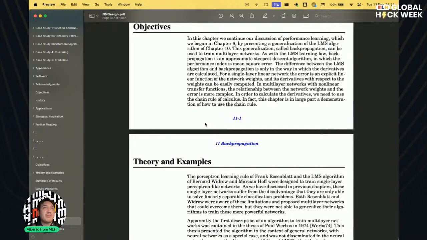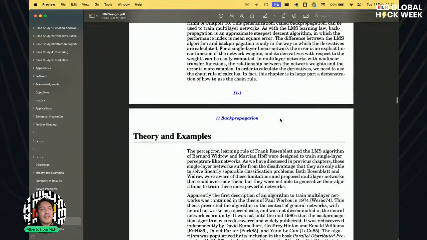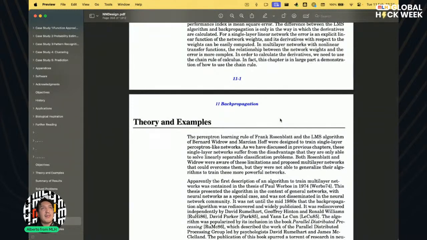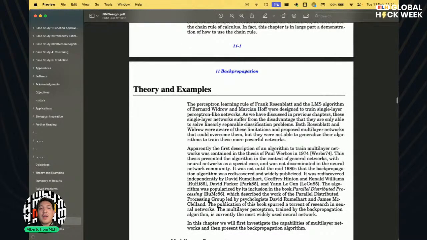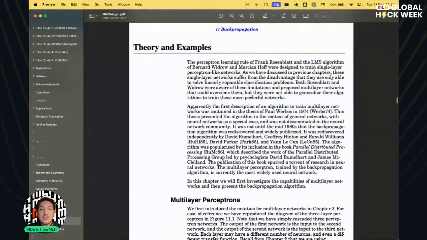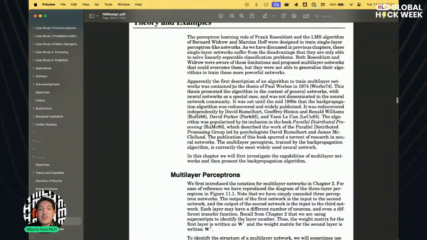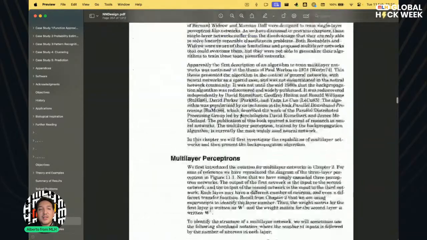Hey, what do you mean with this? Right? For example, what's LMS? Again, it's an algorithm we reviewed previously. Backpropagation is the generalization of that, and it's the thing that gives power to this multi-layer perceptron. The perceptron learning rule, blah, blah, blah, designed to train a single perceptron network, discussed in previous chapters. Okay, this is more like a historical introduction.